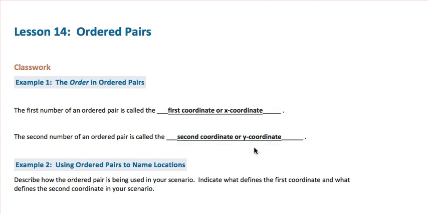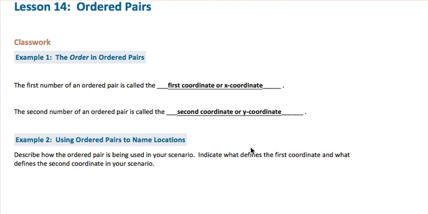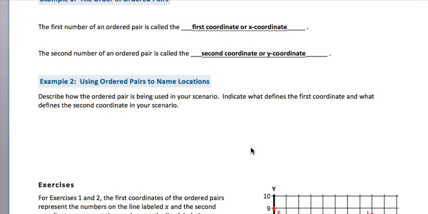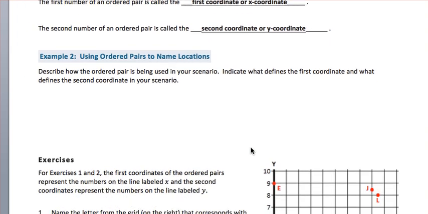In example 2, in class, each group is being given a different scenario, and they have to define what the first coordinate really means and what the second coordinate really means in their real life scenario. So we'll move on to the exercises.